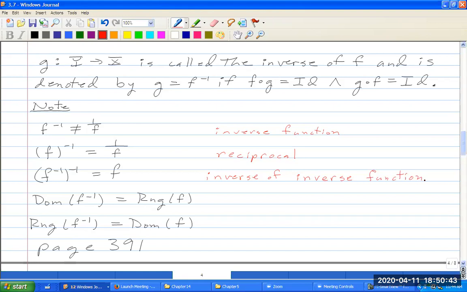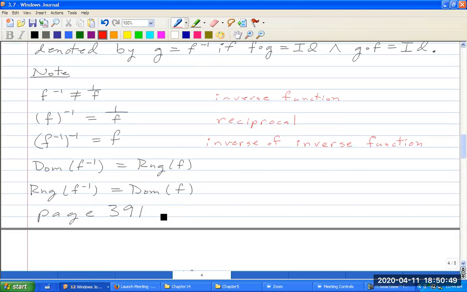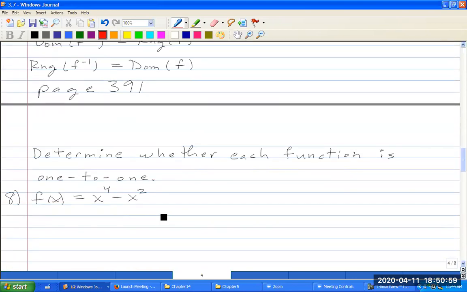Okay, the domain of the inverse function is the same as the range of your original function. The range of your inverse function is the same as the domain of your original function. So let's do some examples. On page 391, determine whether each function is one-to-one.